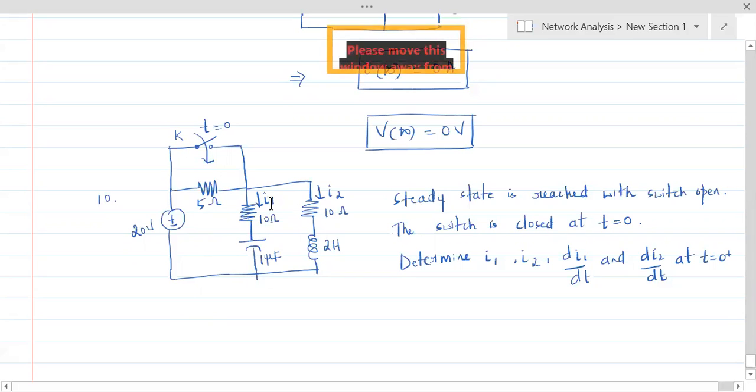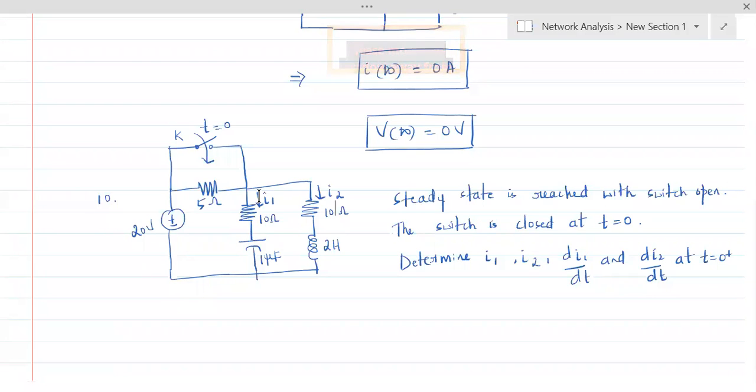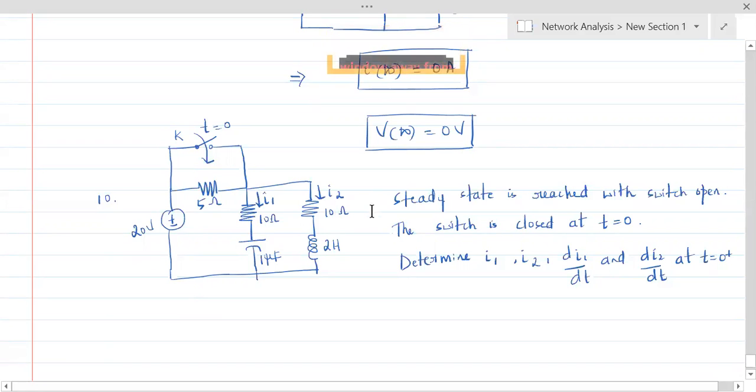So we need to write that to obtain I1 of 0 minus and I2 of 0 minus. And once we get that, what is I2 of 0 plus? I2 of 0 plus would be I2 of 0 minus. But do you think I1 of 0 plus would be I1 of 0 minus? No. So there we need to be a little careful. Understand that? This is a little tricky. It is not like your regular problem. Fine, so let's go with it now.